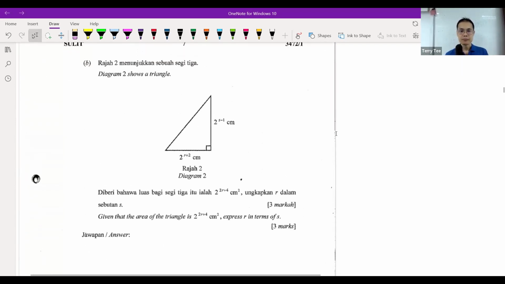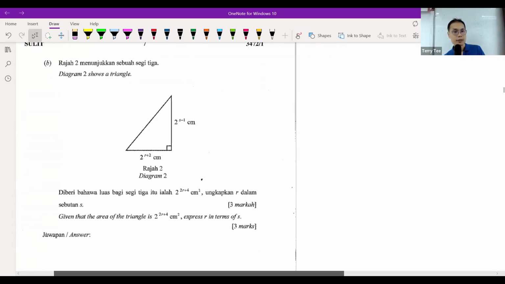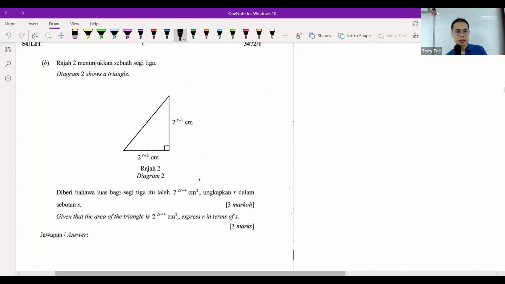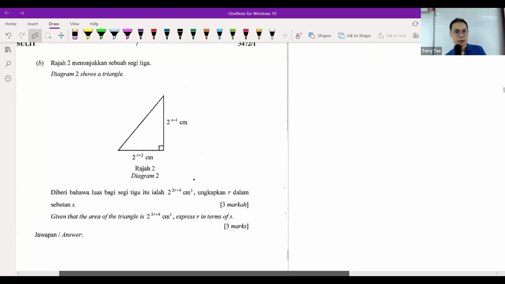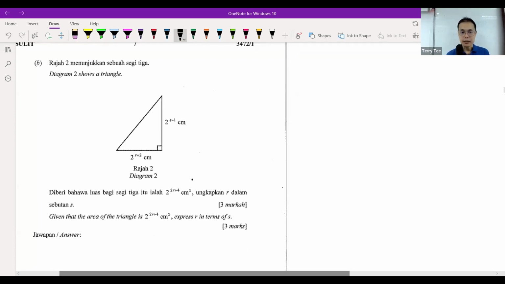Let's move on to part B. So here we have a triangle. I think this one requires a bit more space. So I'm going to move to the right. Yeah, I'm going to do it here. Now, here we have a triangle with length of your base as 2 power r plus 2. Height is 2 power s minus 1. And the area of triangle is 2 power r plus 4. So it's supposed to express r in terms of s.